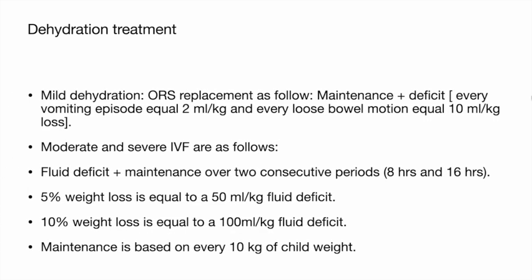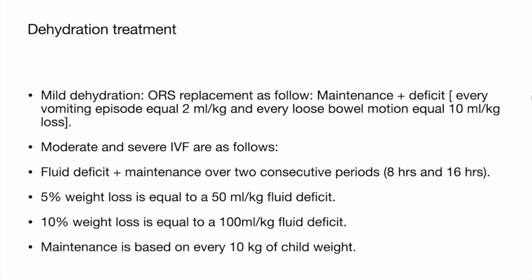Dehydration treatment. So you got your classification done, and you found that this child has mild, moderate, or severe dehydration. The next step is the treatment. Starting with mild dehydration, when you find that the child has lost about 5% of their weight in fluids, then you have to think about oral rehydration solutions. And the total volume will be maintenance plus deficits.